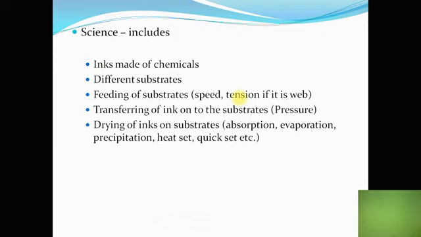Then, transferring of ink onto the substrate. So the web is fed into the machine, and now the ink is to be transferred onto the substrate. Without any impression or pressure, the ink cannot be transferred. So we must give certain pressure. If I am giving a little bit high pressure, you can imagine that because of that high pressure, the image will not transfer properly. It will smudge. The ink will smudge on the substrate.